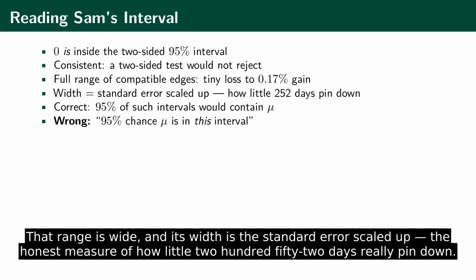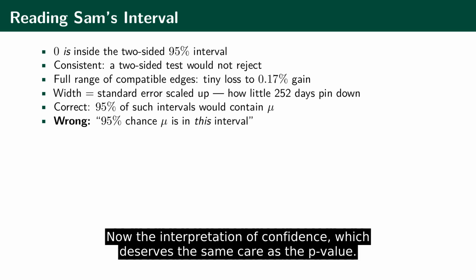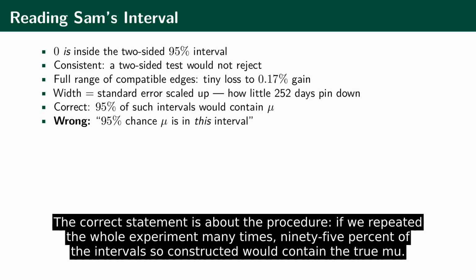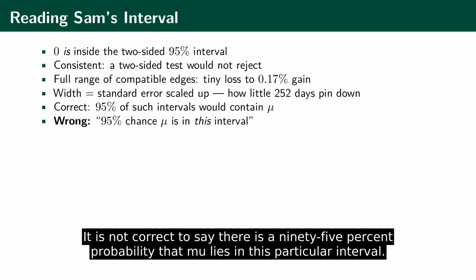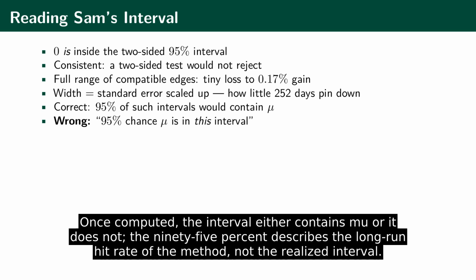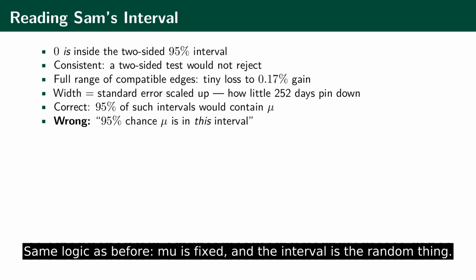Now the interpretation of confidence, which deserves the same care as the p-value. The correct statement is about the procedure. If we repeated the whole experiment many times, 95% of the intervals so constructed would contain the true mu. It is not correct to say there is a 95% probability that mu lies in this particular interval. Once computed, the interval either contains mu or it does not. The 95% describes the long-run hit rate of the method, not the realized interval. Same logic as before, mu is fixed, and the interval is the random thing.